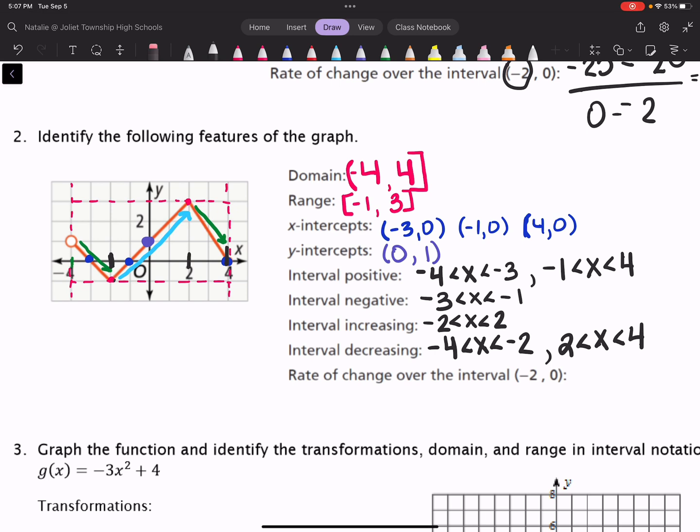Okay. Lastly, we're going to look at our rate of change. The rate of change, again, is just the slope over an interval from -2 to 0. Okay. So if we're looking at our linear function here from -2 to 0, we're looking for the slope of this portion of the function. So this would be a slope of 1 over 1, or rise over run, which gives us a rate of change of 1.